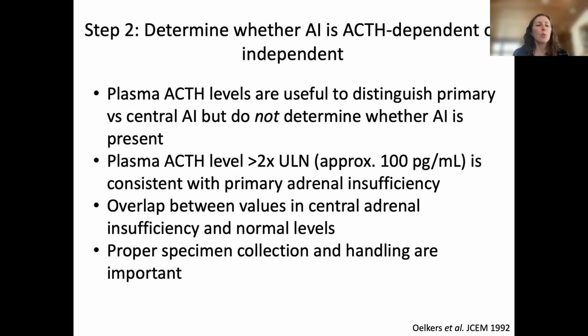In addition, proper specimen collection and handling of the ACTH sample is important. It must be collected on ice and processed immediately. Otherwise, there is degradation in the tube. In addition, blood samples for ACTH should be drawn either before initiating glucocorticoids or at least 24 hours after the last dose of a short-acting glucocorticoid in order to appropriately interpret the result.